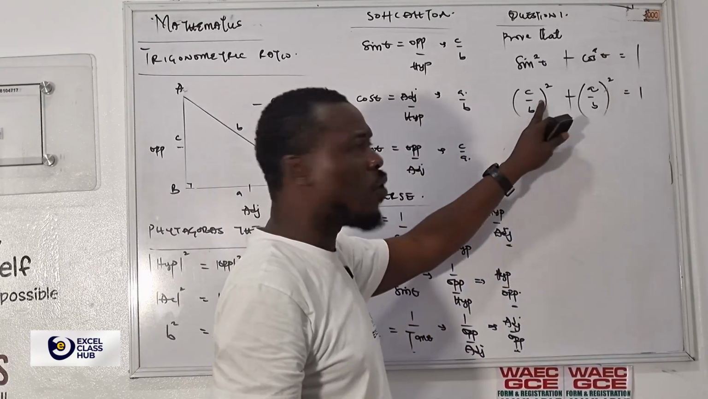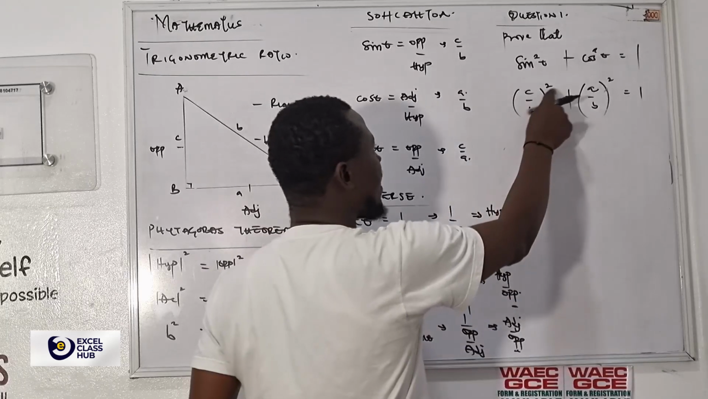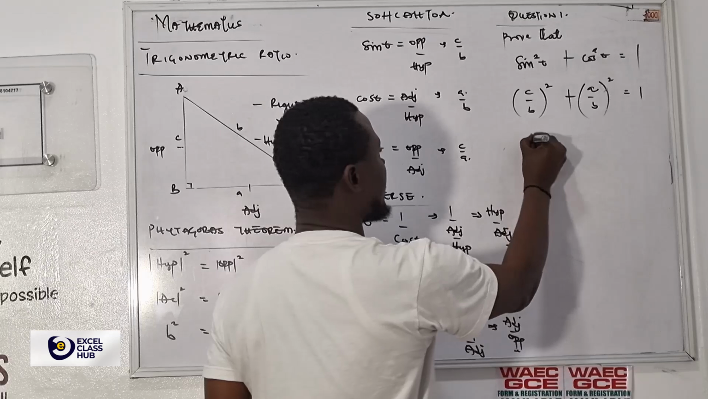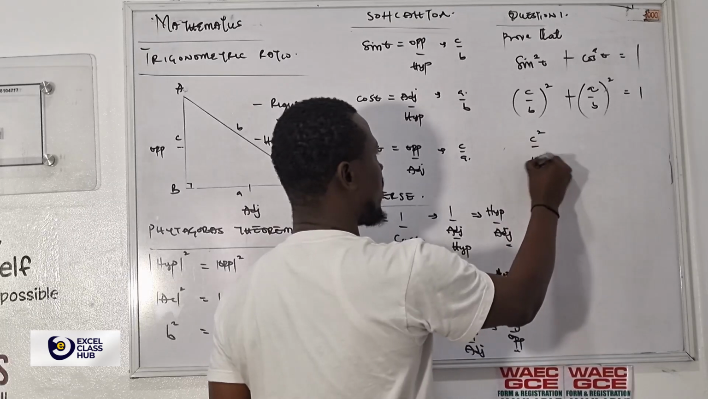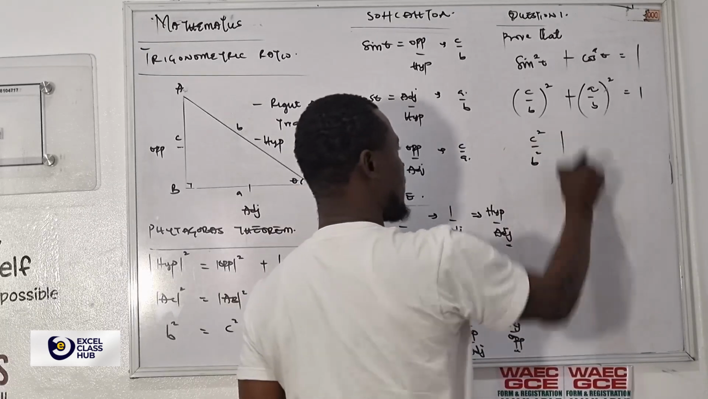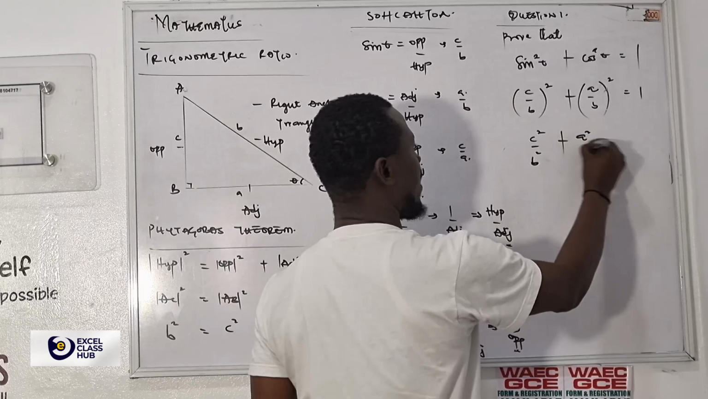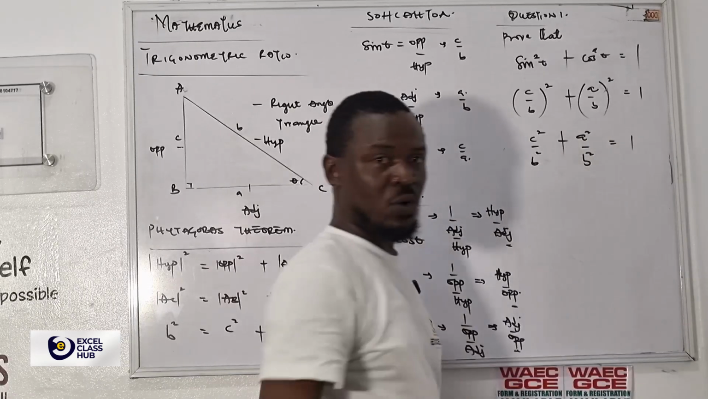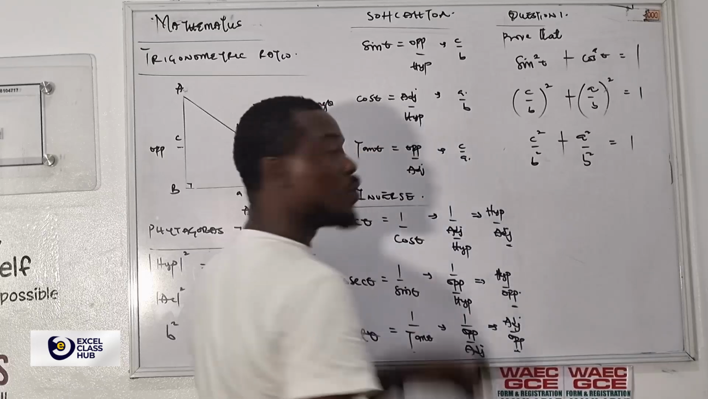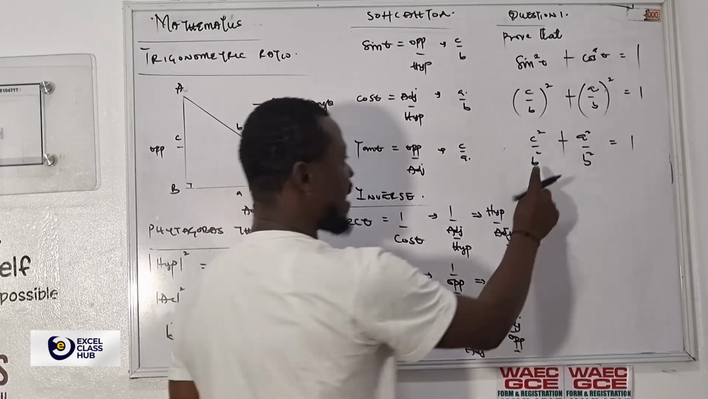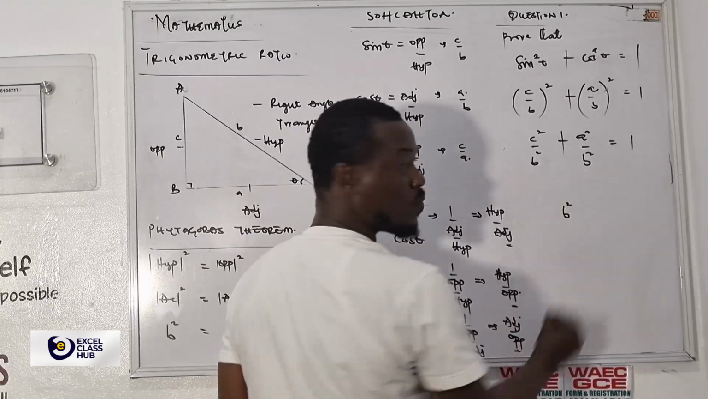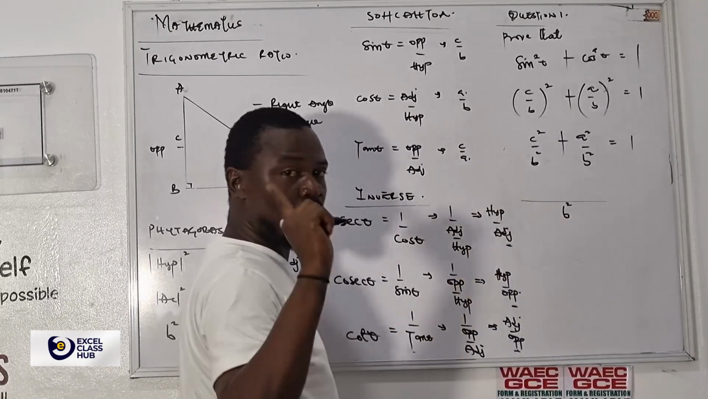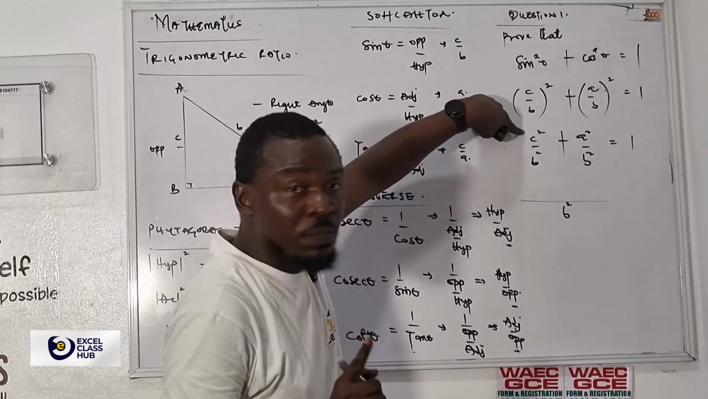At this point, you can open your bracket. C will take its own square. B will take its own square. So definitely I should be having C square over B square. Plus, this one will still go again. A square over B square. You want to solve, your final answer will give you what? 1. Student, at this point, you look for the LCM. LCM of B square and B square is what? B square. You put your line. B square divided by B square is what? 1. Use that 1 to multiply the numerator.